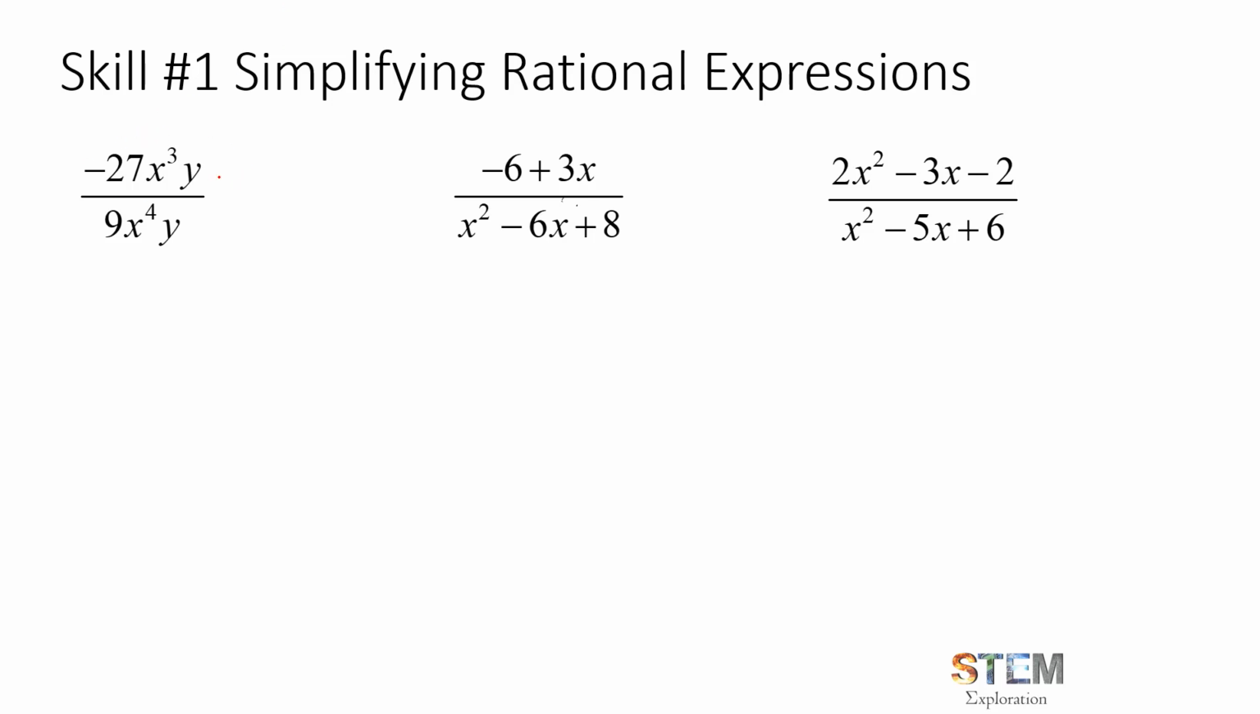To get started, let's say you have a basic monomial in the numerator and a basic binomial in the denominator. You probably understand that if you have y over y, those cancel and give you a 1. If you have x to the fourth on the bottom and x to the third on top, you can cancel out like terms, so there'd be 1 over x left.